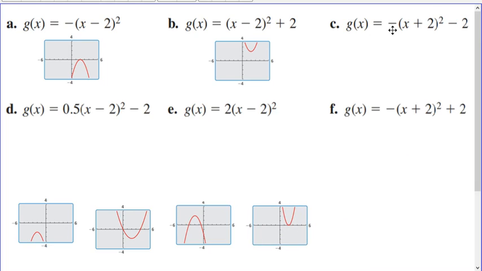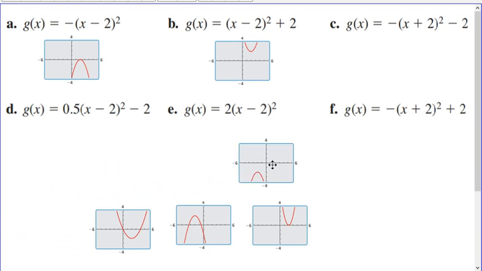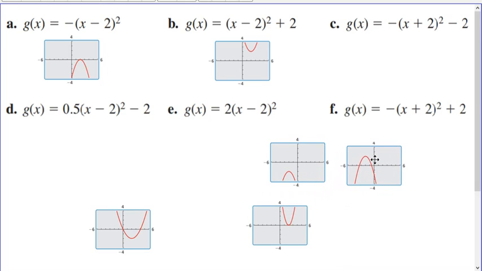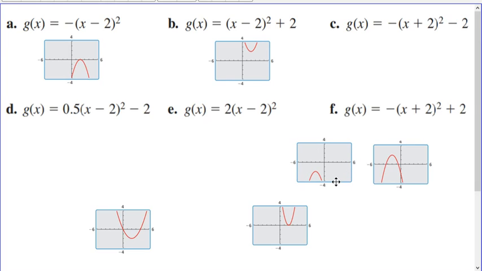My next one, I have a negative in the front. So again, my parabola opens down. So that leaves me with this choice or this choice. Plus 2 on the inside means that it moves to the left. Both of these move to the left. Minus 2 on the outside means that it moves down. Only this function has been moved down.